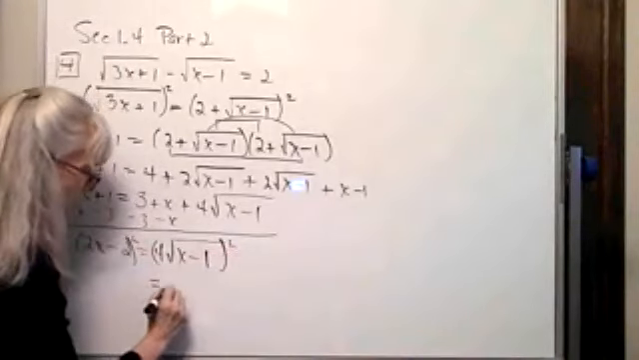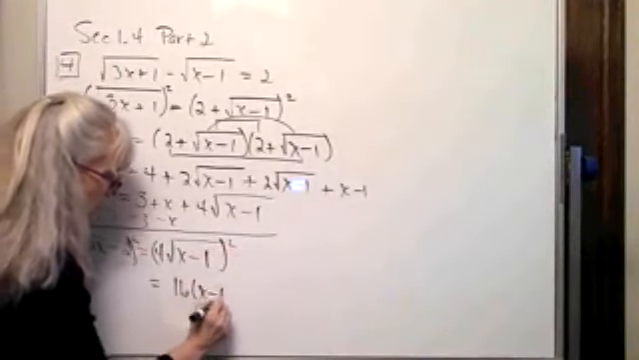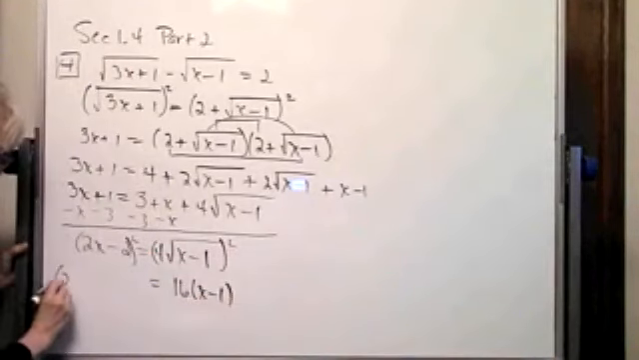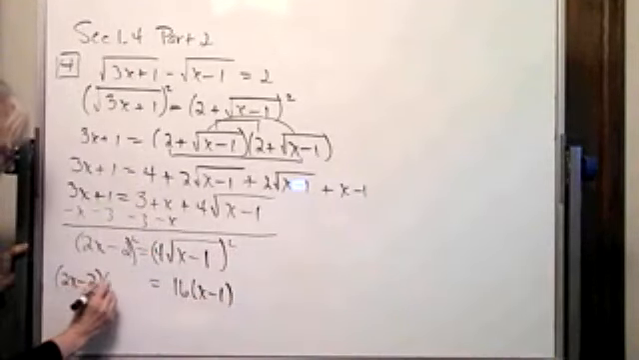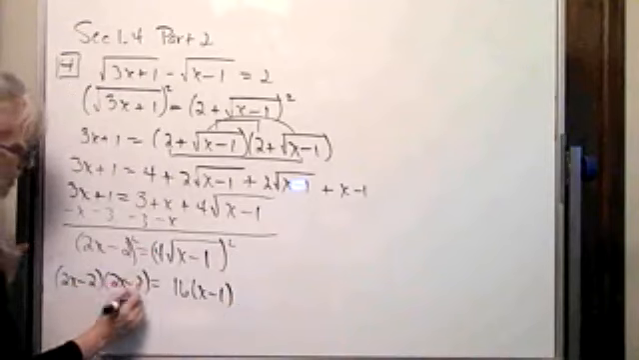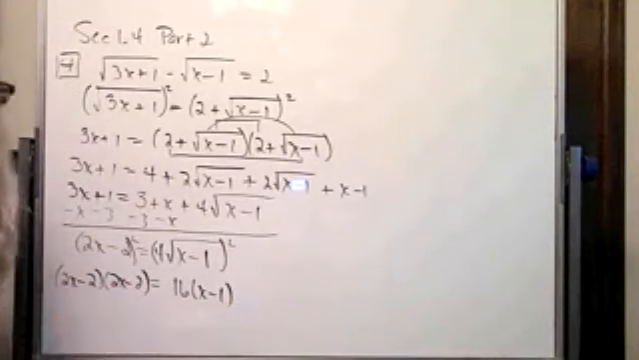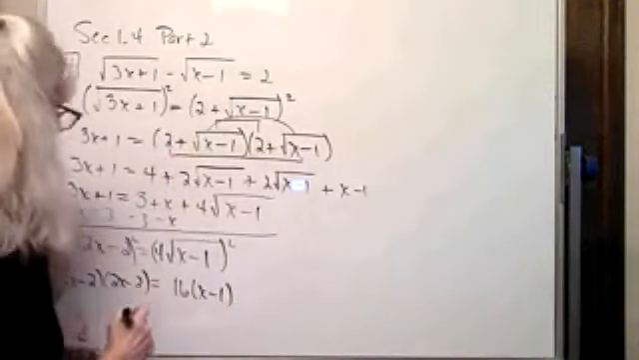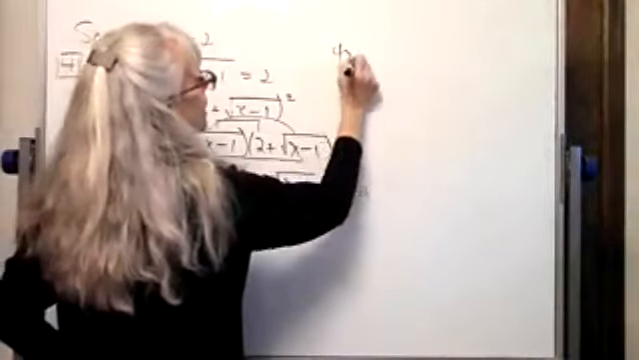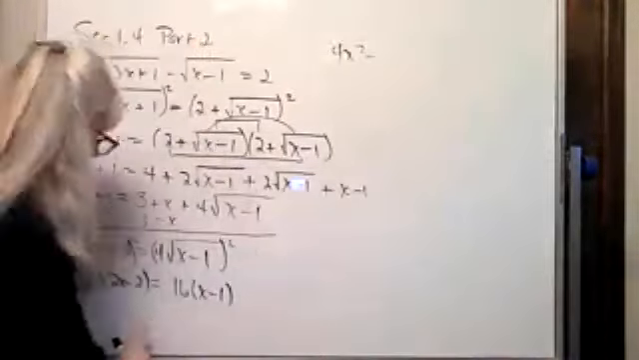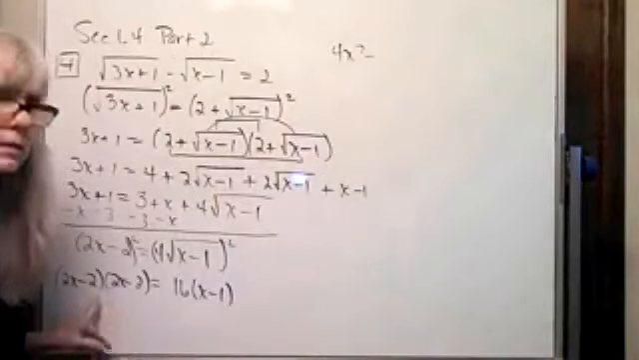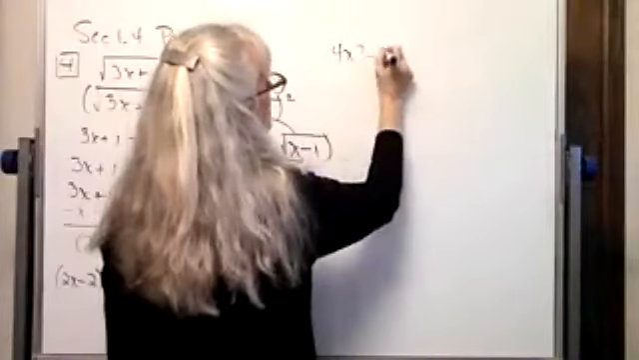On the right side, we're going to get 16 times x minus 1. On the left side, that's 2x minus 2 times 2x minus 2. And I ran out of room, so I'm going to take that over here. When I FOIL that out, I'm going to get a 4x squared. The outside term will give me 4x, and so will the inside term. So that's going to give me minus 8x.